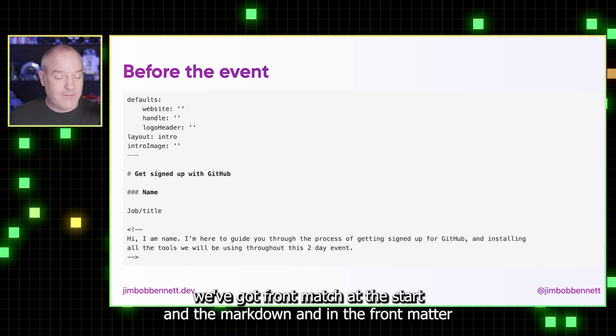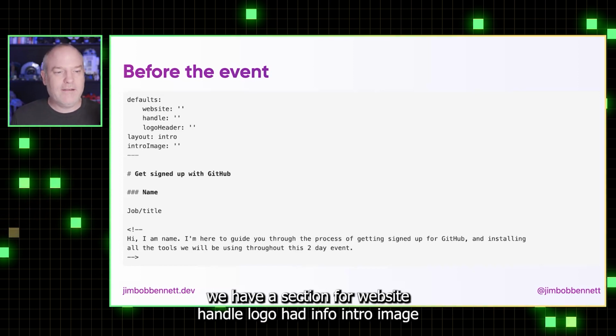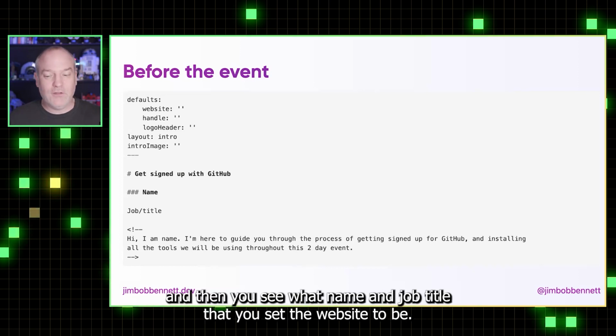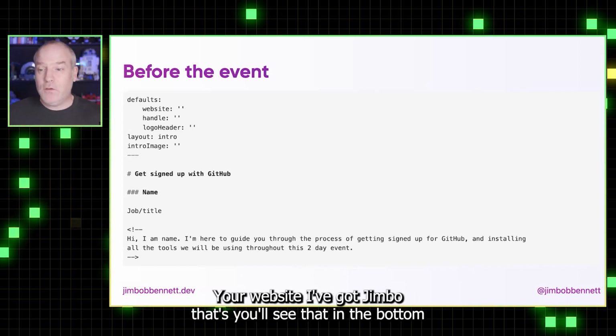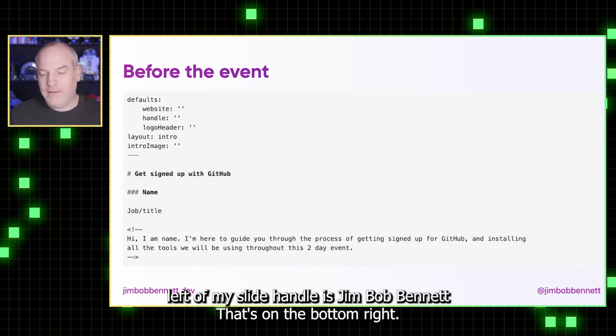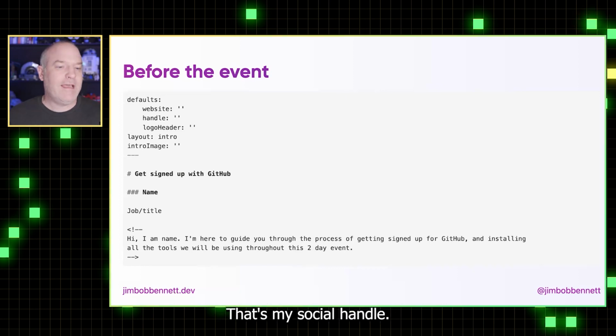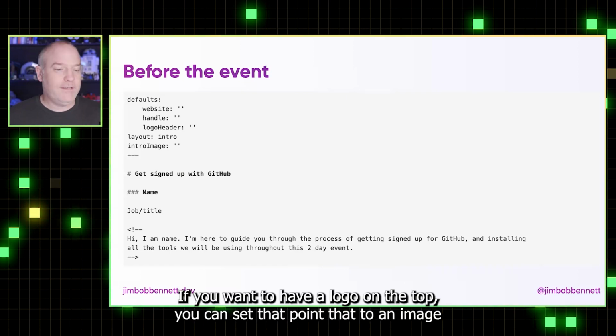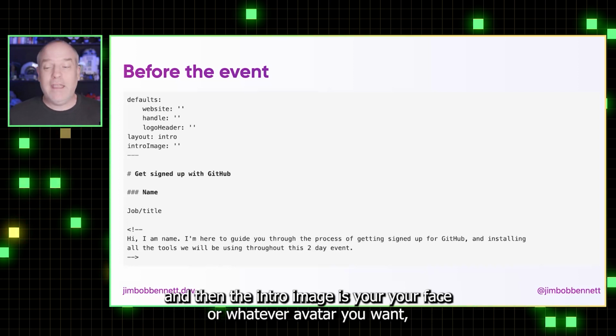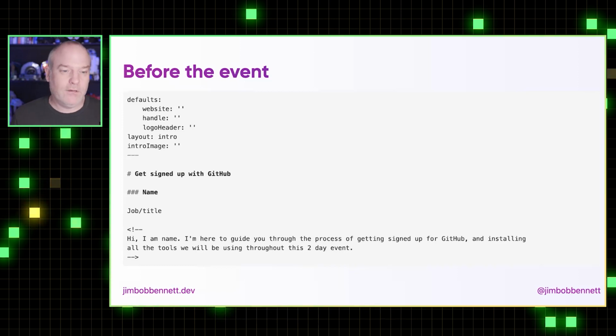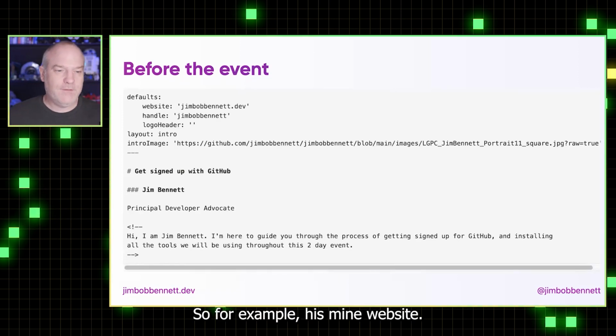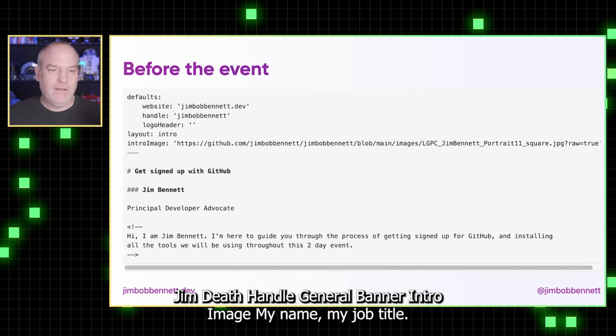We've got front matter at the start and then Markdown. In the front matter, we have a section for website, handle, logo header, intro image, and then you've got name and job title there. You set the website to be your website. I've got jimbobbennett.dev. You'll see that in the bottom left of my slide. Handle is jimbobbennett. That's in the bottom right. That's my social handle. If you want to have a logo on the top, you can set that, point that to an image. And then the intro image is your face or whatever avatar you want. And then you put in your name and your job title. So for example, here's mine: website jimbobbennett.dev, handle jimbobbennett, intro image, my name, my job title.